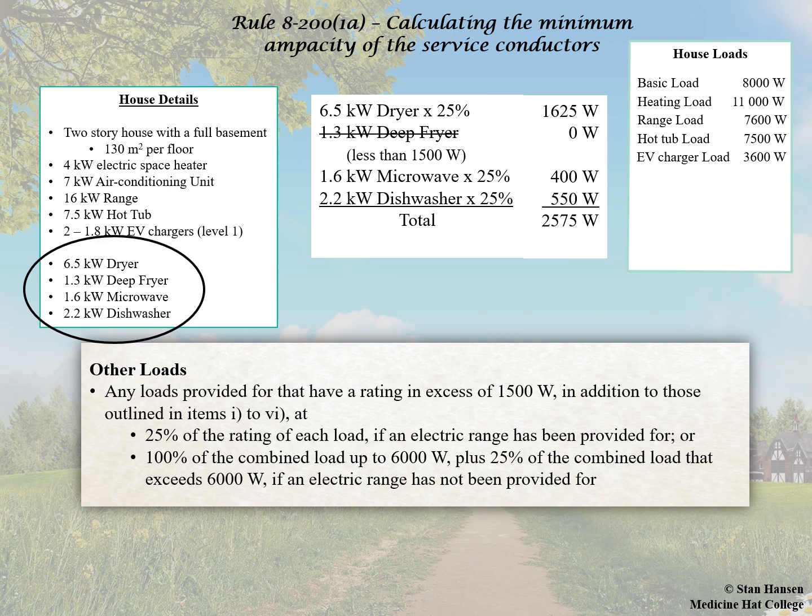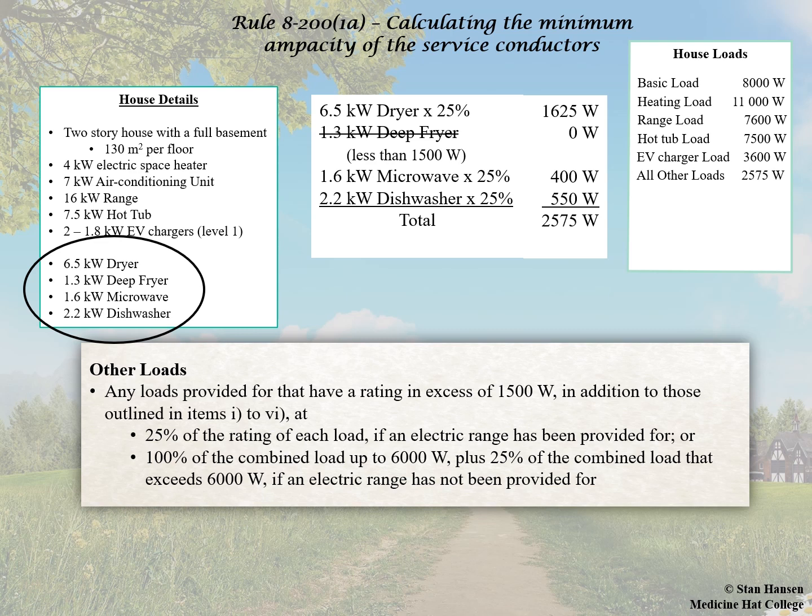With our list, we have a 6.5 kilowatt dryer, a 1.3 kilowatt deep fryer, a 1.6 kilowatt microwave, and a 2.2 kilowatt dishwasher. Since our deep fryer is less than 1.5 kilowatts, we're not going to include that. That is not a load that we need to worry about. Everything else, we're going to take 25%, add it all together, so we have an other load of 2,575 watts.